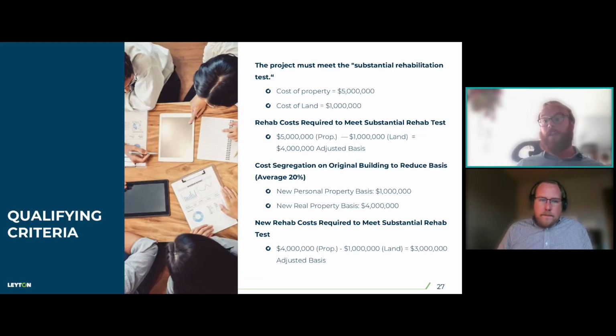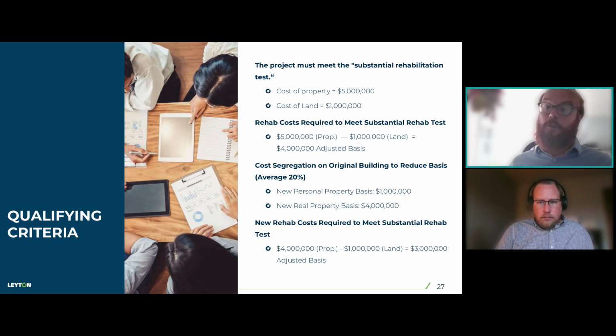So the substantial rehabilitation test is that the costs of rehabilitation must exceed the adjusted basis of the property, once you subtract the basis of the land. If we look at this first one and work through it: if you have a cost of property of $5 million and the value of the land is $1 million, the substantial rehabilitation test would be $4 million of adjusted basis. And you would have to spend $4 million or more to qualify for the historic tax credit.